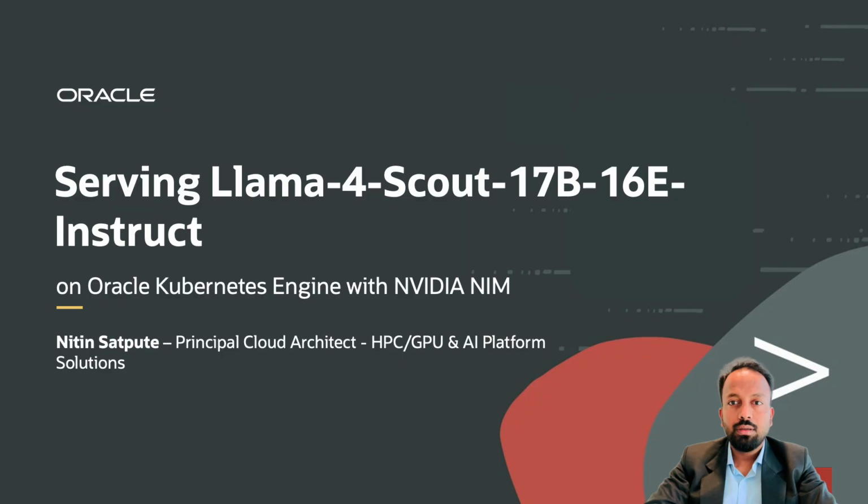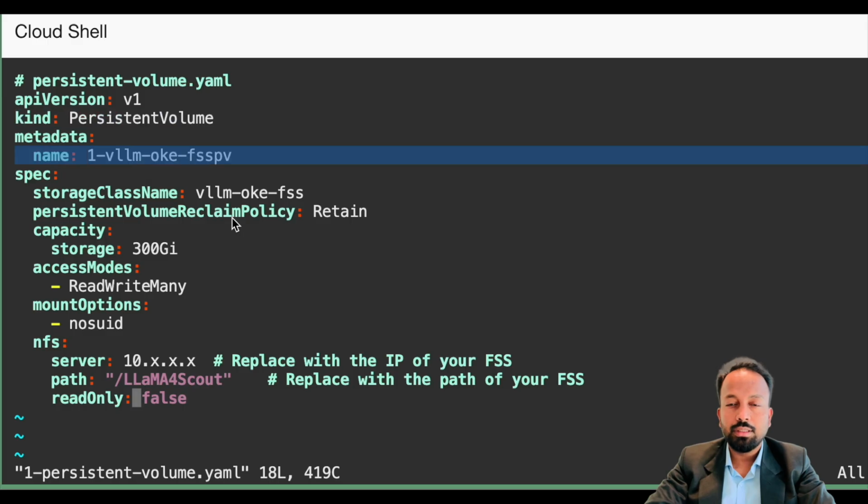Hello everyone. In this video I'm talking about the deployment of NIM-based models, which is Llama 4 Scout. Here I'm discussing three files. The first file is the persistent volume, where I'm giving the names and the IPs for this model. I'm providing the storage and several configurations. This persistent volume will be helpful for creating the persistent volume claim for the NIM-based deployment.